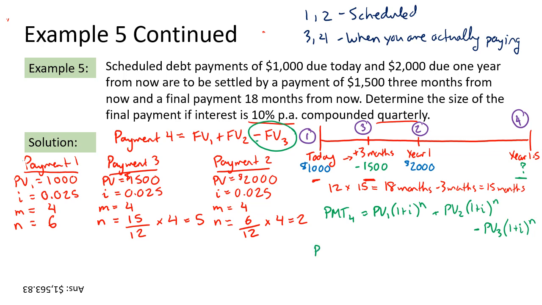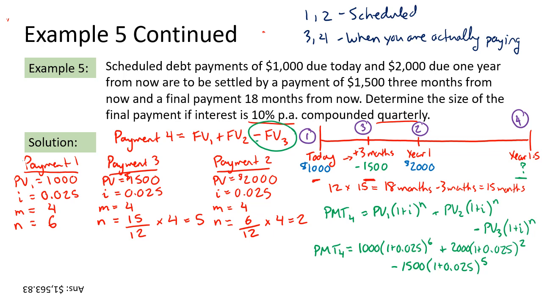Again, these n's are all different depending on how many compounding periods for each one. So if we substitute our values, payment number 4 is equal to $1,000 times 1 plus 0.025, and that's all to the exponent 6, plus 2,000 times 1 plus 0.025, and that's all raised to the exponent 2, minus, again, sorry, I'm running out of space, so I'm going to write this just below, minus payment number 3, so $1,500 times 1 plus 0.025, and that's all raised to the exponent 5. Okay, so all I've done is substitute those values in.